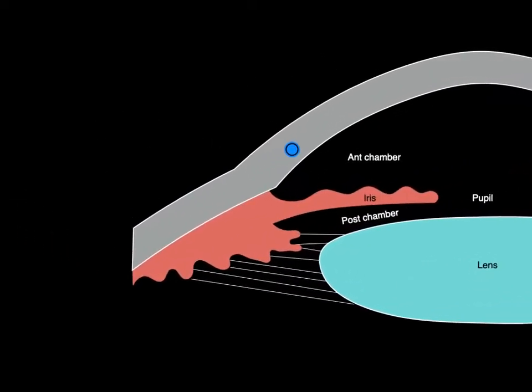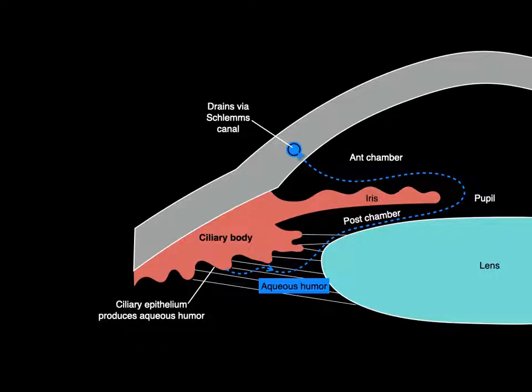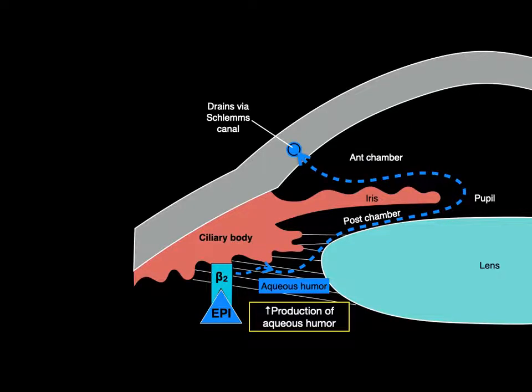All right, let's talk about how stimulating the ciliary body causes an increase of aqueous humor. Here is the ciliary body, on the outside of which has ciliary epithelium that produces aqueous humor. Now watch how that aqueous humor flows from the posterior chamber, through the pupil, to the anterior chamber, and is drained via the Schlemm's canal. So the beta 2 receptors on the ciliary epithelium are stimulated by epinephrine. When epinephrine binds, we see an increase in the production of aqueous humor.